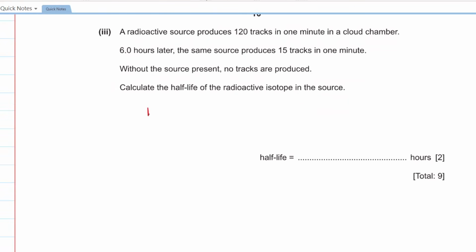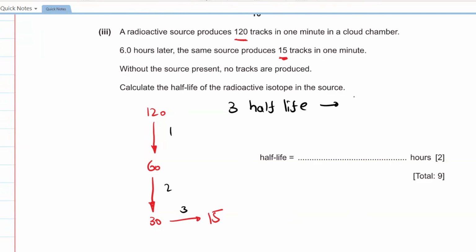Perfect. बेटा आप 120 ट्रैक्स प्रोड्यूस कर रहे थे इनिशियली, एक हाफ लाइफ के बाद you will produce 60 tracks, after one more half life you will produce 30 tracks. After one more half life, you will produce 15 tracks. So to go from 120 to 15 tracks, how many half lives do you need? 1, 2, and 3. 3 half lives are equal to 6 hours. One half life will be equal to what? 2 hours. 2 hours is your answer.